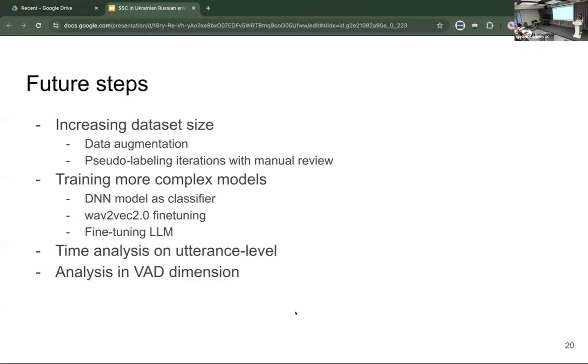The first one is to analyze at the utterance level. We analyze the whole sentiment of the conversation, but it may be interesting to analyze how the sentiment changes during the conversation and assign the conflict label after this time analysis. It may also be interesting to analyze additional dimensions of emotion, like arousal and dominance.